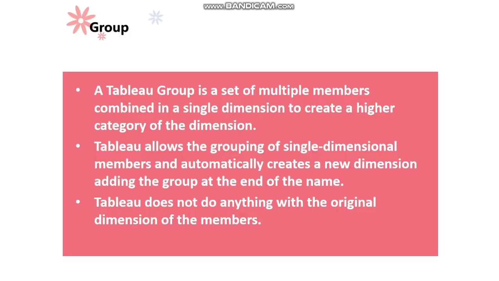In today's video, I'm going to show you how to create a group in Tableau and how it can be used. Let's get started. A group is a set of multiple members combined in a single dimension to create a higher category of the dimension. Tableau allows the grouping of single dimensional members and automatically creates a new dimension adding the group at the end of the name. Tableau doesn't alter anything with the original dimension of the members. Let me show you how to create a group and how it can be used in your report.